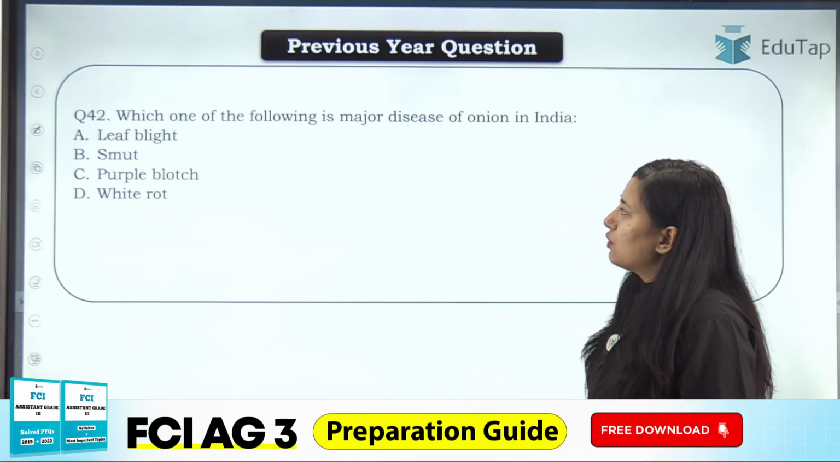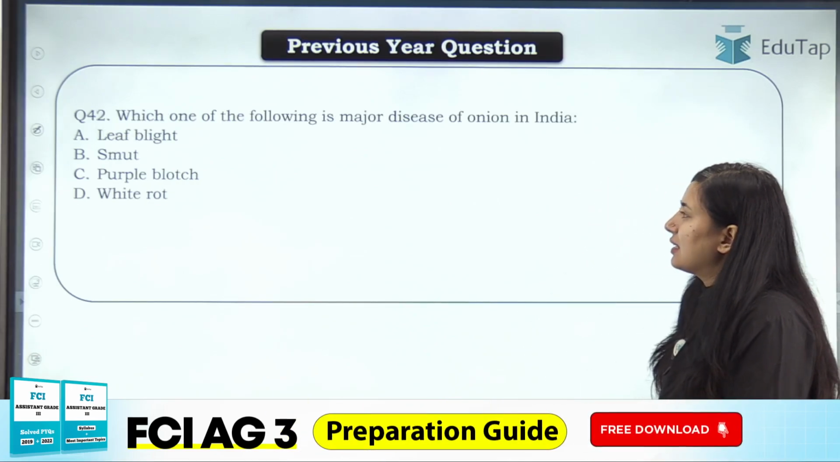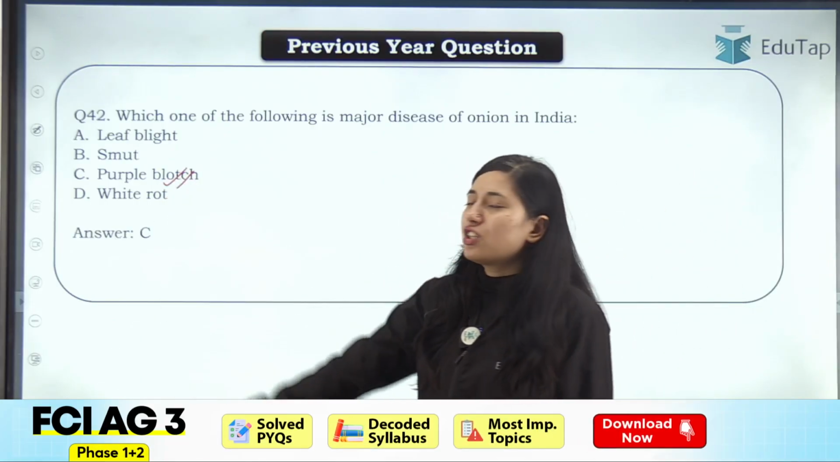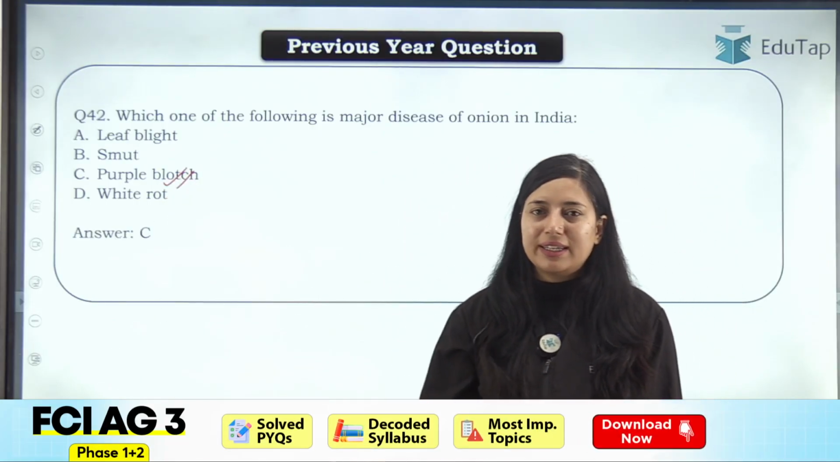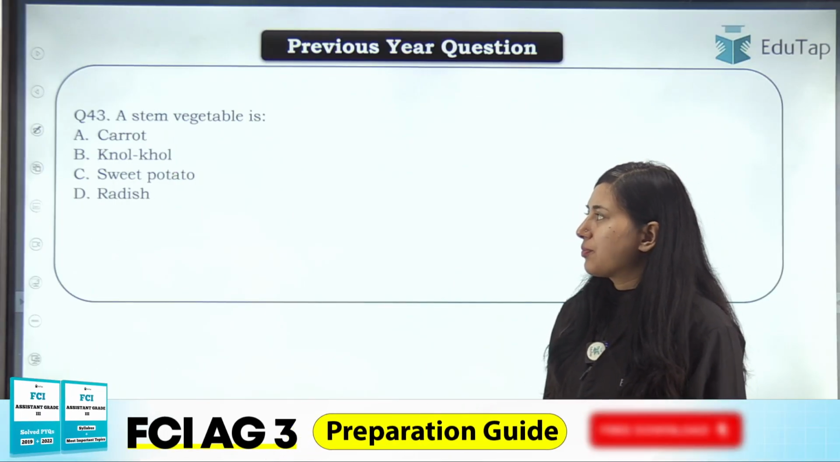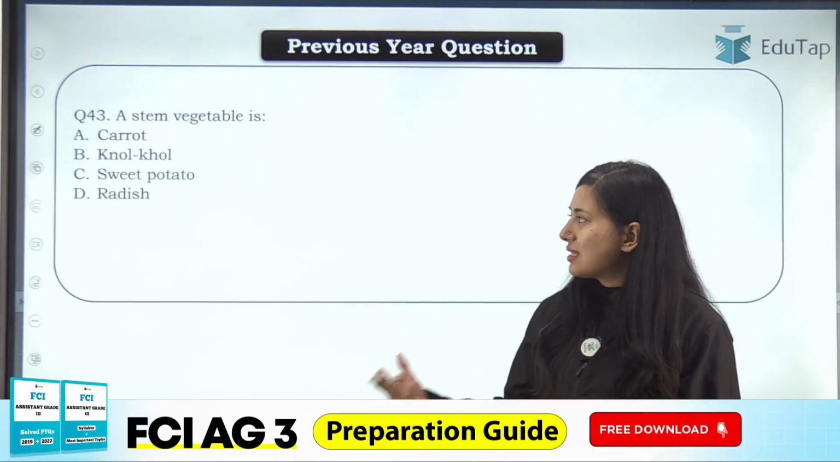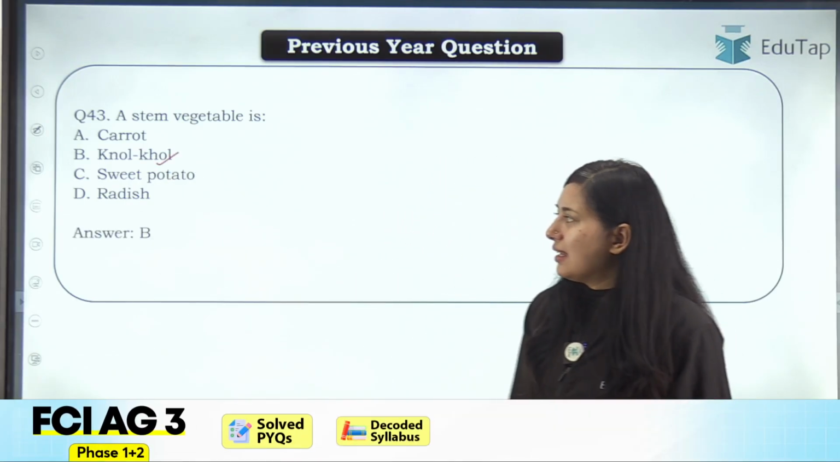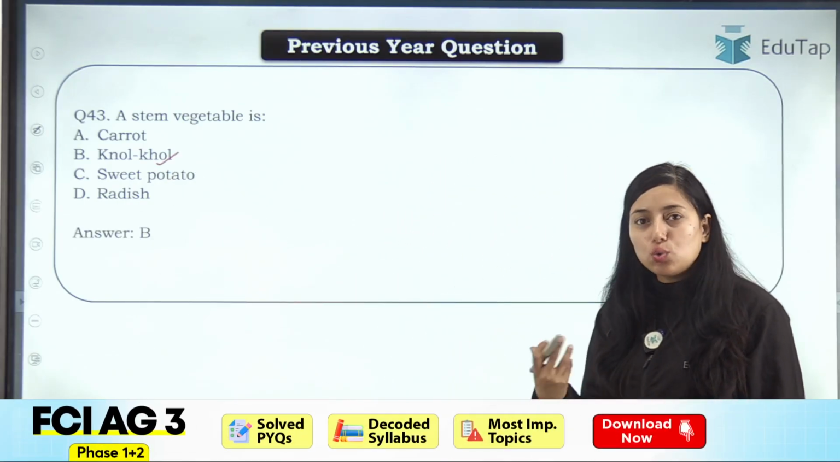Next is, which one of the following is a major disease of onion in India? Okay, and it is purple blotch. Okay, so purple blotch is the major disease of onion that is seen in India. Next is, a stem vegetable is? Okay, out of the given options, which is the stem vegetable, and that will be knolkhol. So knolkhol is basically a stem vegetable, others are root vegetables.